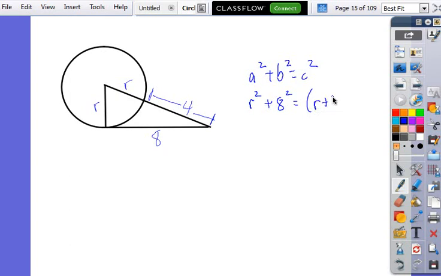All right. Does everybody see that? The left side is never a problem. You just square those two things. So I get r squared plus 64. We need to make sure we understand how to do this part. So I'm going to take this and do it over here. Do we remember how to do that?